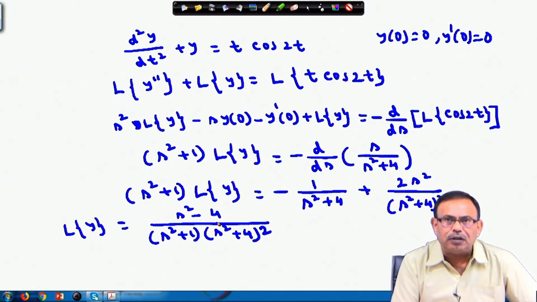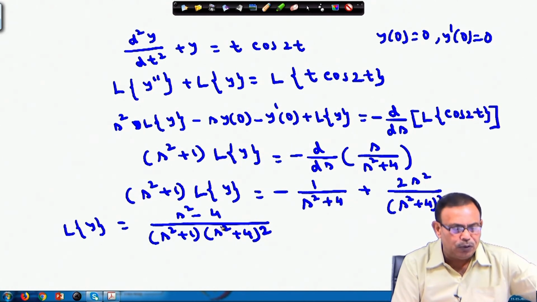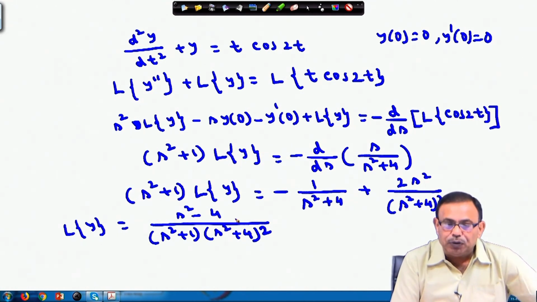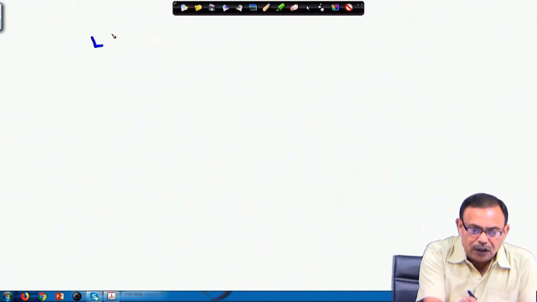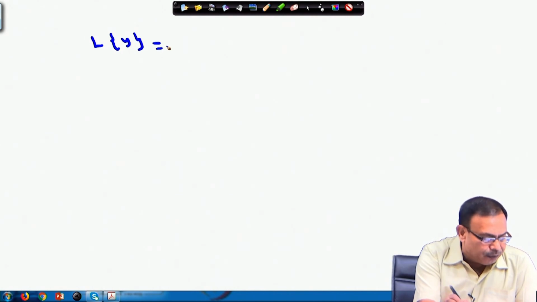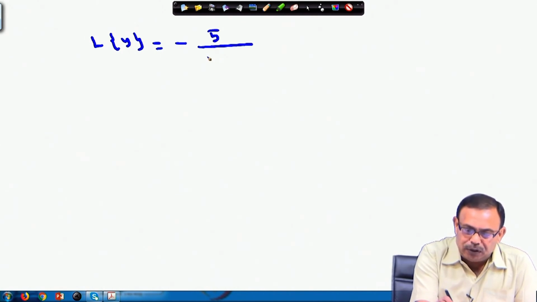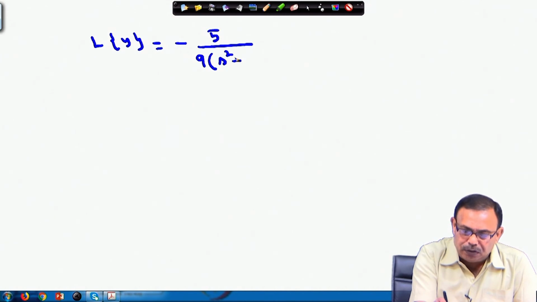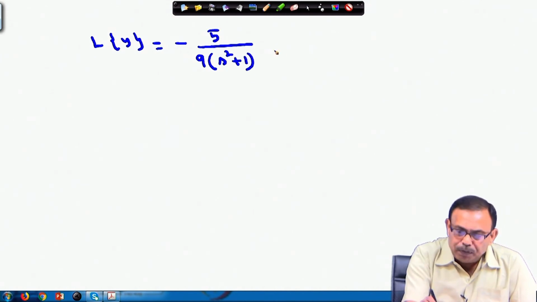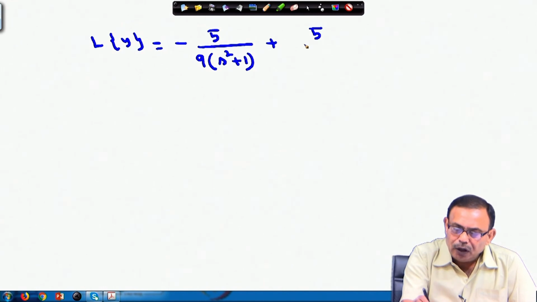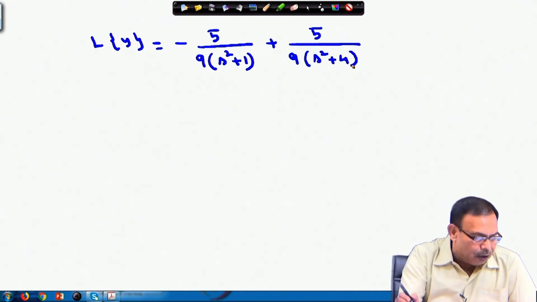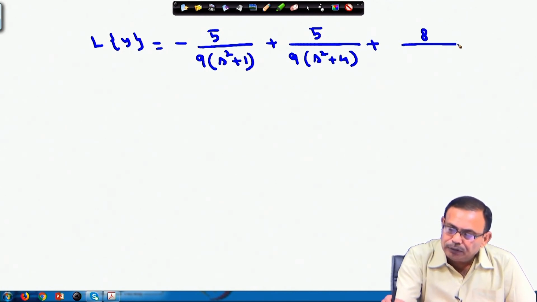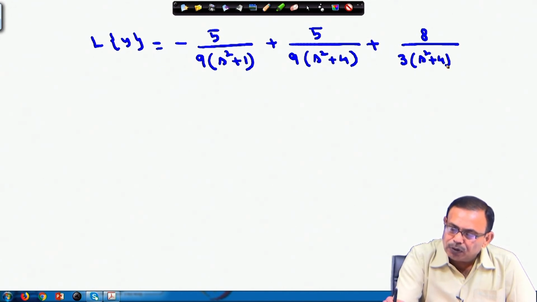So, now I have to break it in such a way that in the denominator you have only one factor. Using the normal procedure, I am just writing at one go that the Laplace transform of y, after breaking, you will obtain minus 5 by 9 into (s square plus 1), plus 5 by 9 into (s square plus 4), plus 8 by 3 into (s square plus 4) whole square.